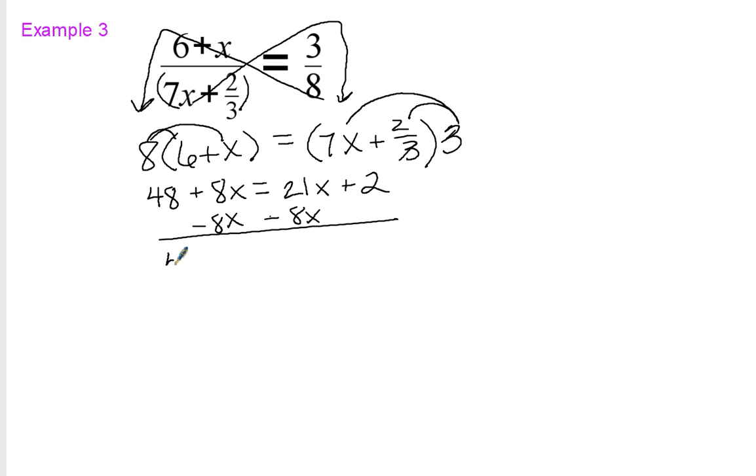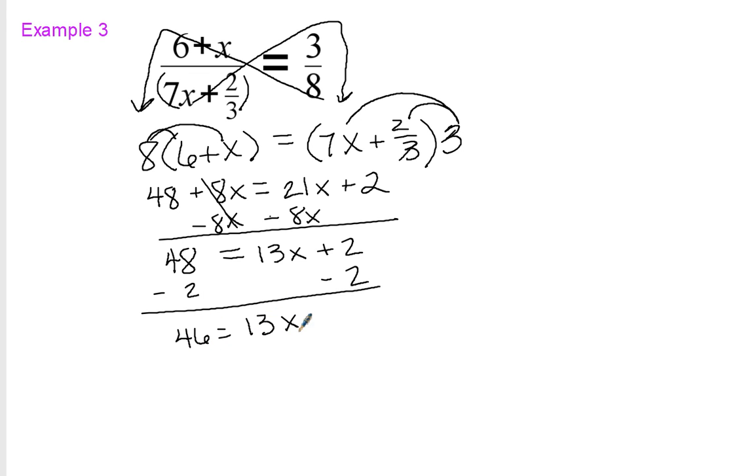I now have 48 equals 21 take away 8 is 13x plus 2. Now I'm going to have to get rid of that 2, subtract 2 from both sides. So I now have 46 equals 13x. Divide by 13. Divide by 13. So x equals 46 over 13, and it does not reduce because 13 is prime. Easy, right? It's super fun.